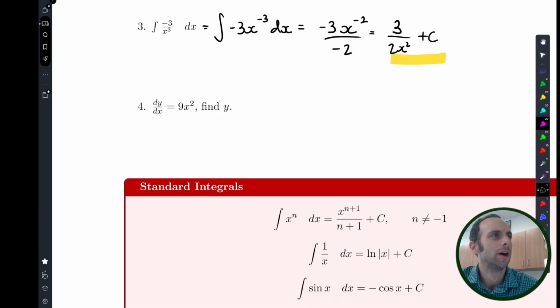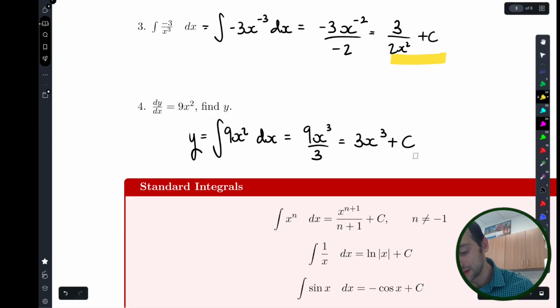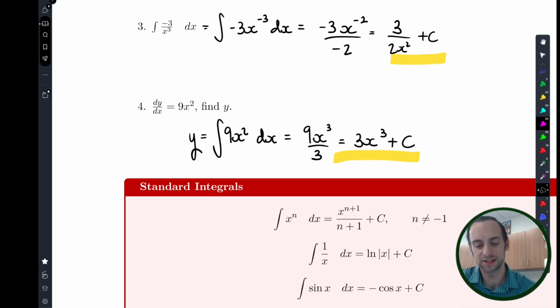Okay? Fourth question is a little different. In this question, we're given a derivative and asked to find the original function y. So we can write down that y is equal to the integral of 9x squared dx, showing that knowledge that we know integration is simply the process of finding an antiderivative. And now we can apply our reverse power rule. So this is 9x cubed over 3, which should give us 3x cubed. Again, bring that plus c constant in at this time. Okay? And that's the basics of integration.